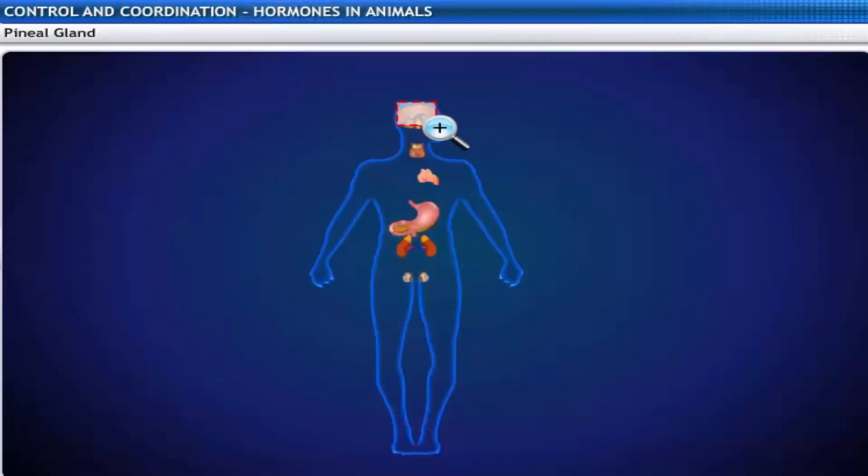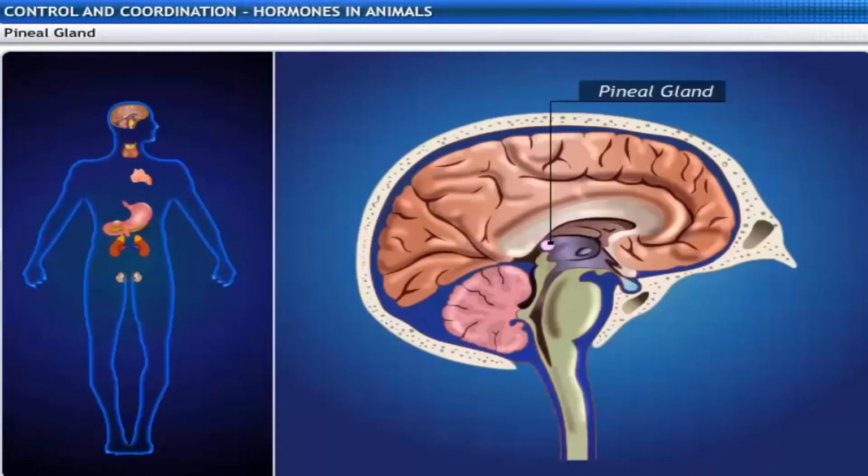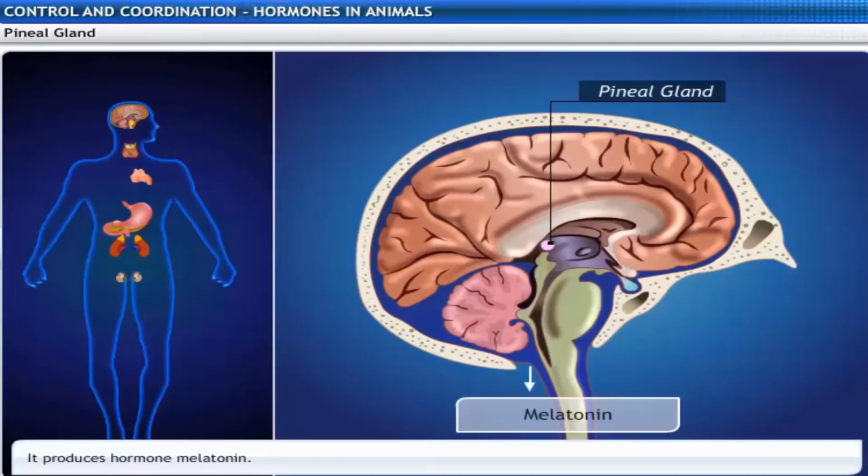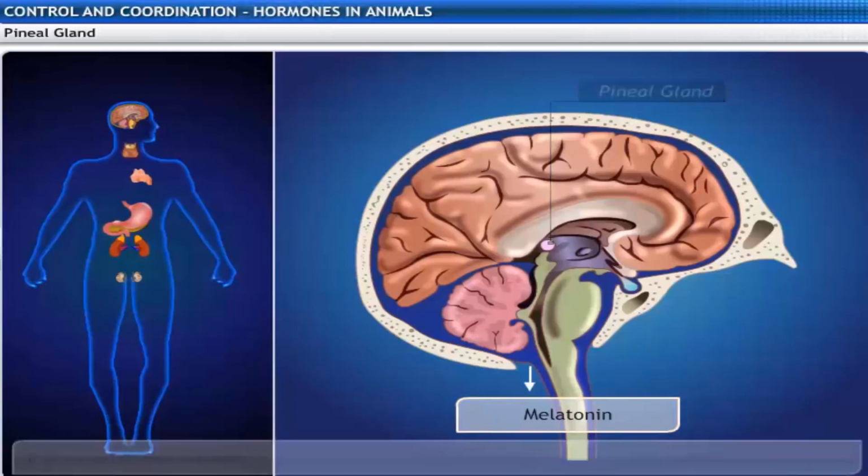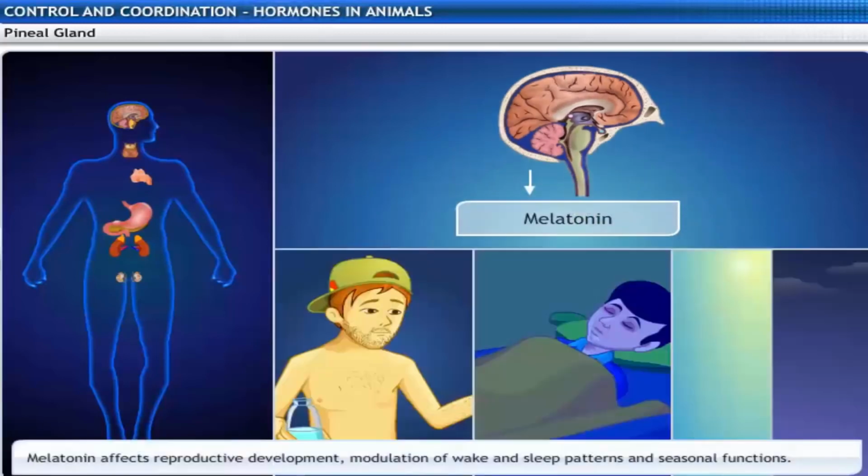The pineal gland is located near the center of the brain, dorsal to the diencephalon. It produces the hormone melatonin. Melatonin affects reproductive development, modulation of wake and sleep patterns, and seasonal functions. The production of melatonin by the pineal gland is stimulated by darkness and inhibited by daylight.